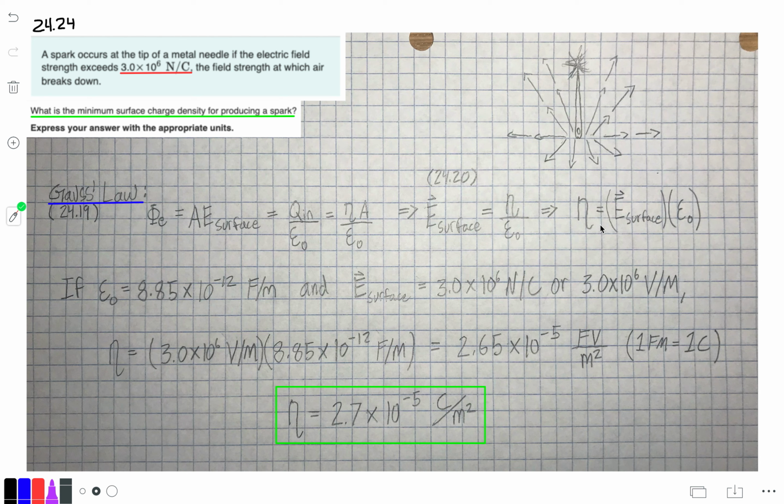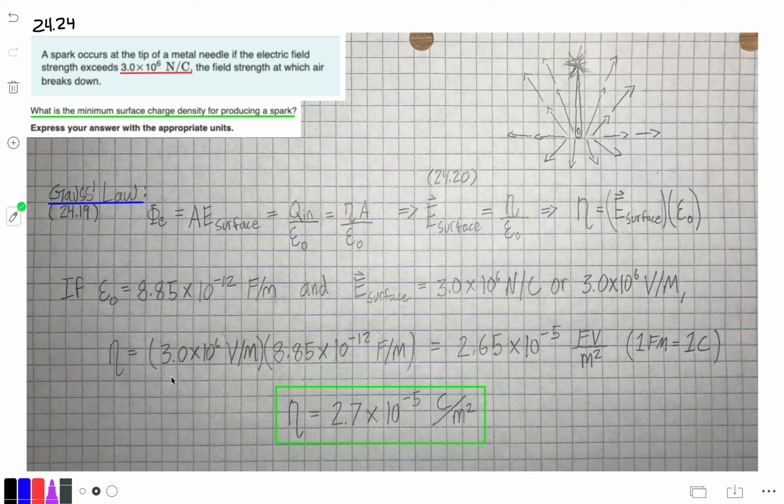So if we go ahead and define some of the constants that we're going to be working with, we have our permittivity of free space, epsilon naught, as 8.85 times 10 to the negative 12 farads per meter, and we have our electric field strength at the surface as 3.0 times 10 to the 6 newtons per coulomb. But we can also rewrite this as volts per meter because there's a one-to-one relationship between the two, so there's no need for any conversion. If we rewrite it like this, then our units in the end will be a lot easier to work with.